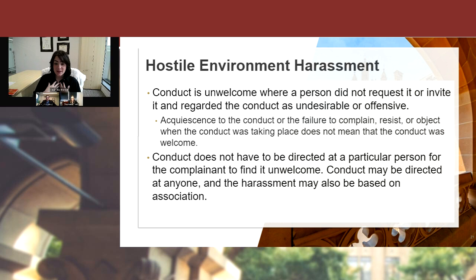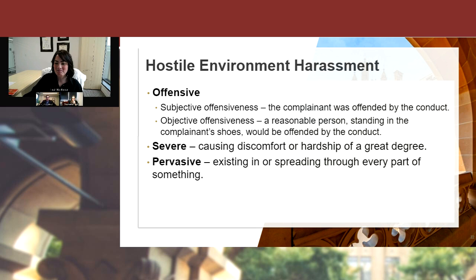And maybe I'm a third person that's not involved at all, but I'm experiencing it by seeing this conduct occurring online. That can account for hostile environment here. Again, we talked about the definitions of subjective and objective offensiveness, and then severe and pervasive. We just have some definitions there for you.